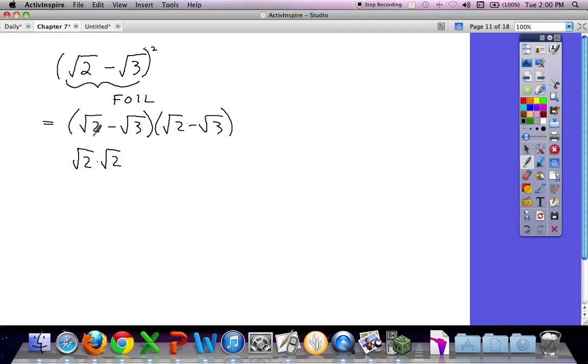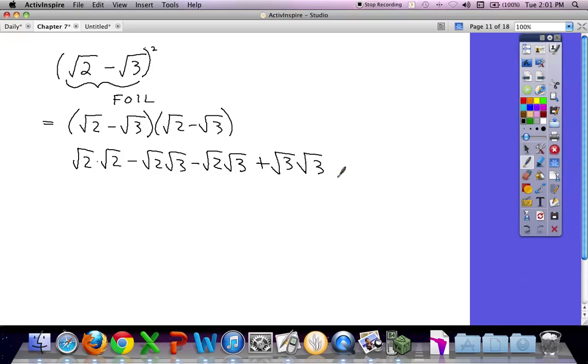Okay, then we'll multiply the outer terms, the square root of 2 times negative square root of 3, or negative square root of 2 square root of 3. Okay, then we'll multiply the inner terms, negative square root of 3 times the square root of 2. And finally, we'll do the last terms, negative square root of 3 times negative square root of 3. Well, the negative times negative makes plus. And we have square root of 3 times square root of 3.